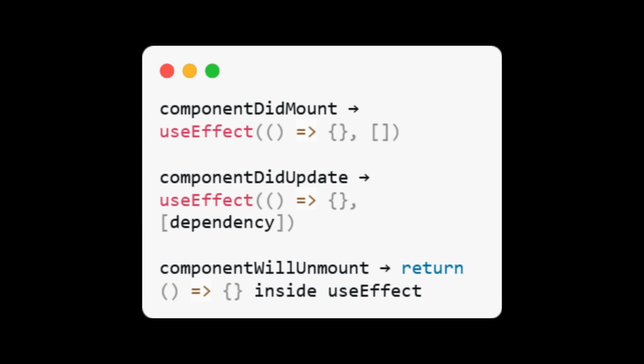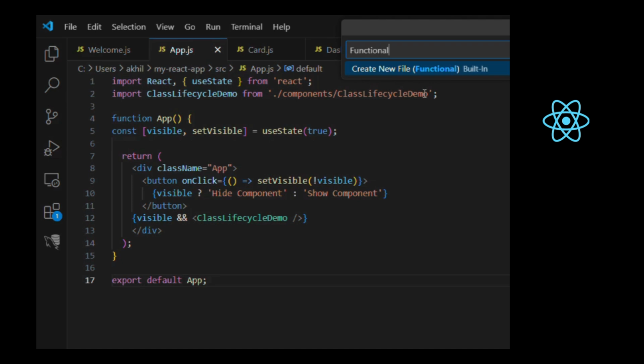Remember, componentDidMount is useEffect with an empty dependency array, componentDidUpdate is useEffect with a dependency, and componentWillUnmount is the return inside useEffect. Let's code it out. Inside your src/components folder, create a new file, FunctionalLifecycleDemo.js.